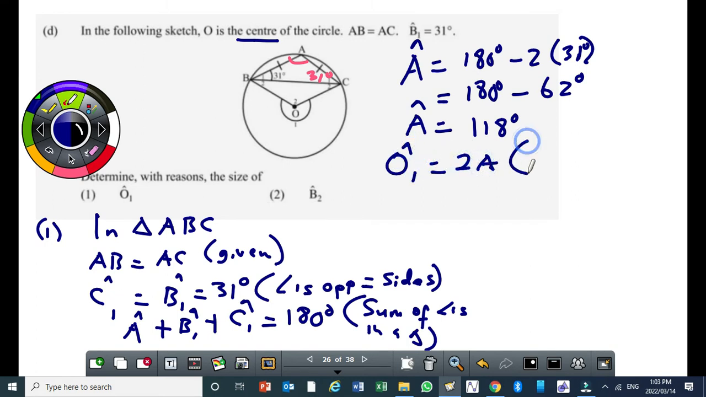Why? Because of theorem 2. Angle at center is equal to 2 times angle at circumference.